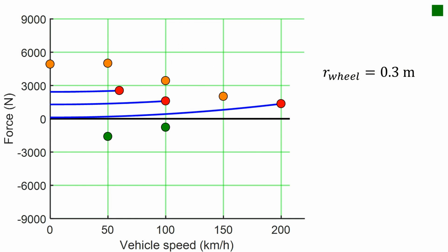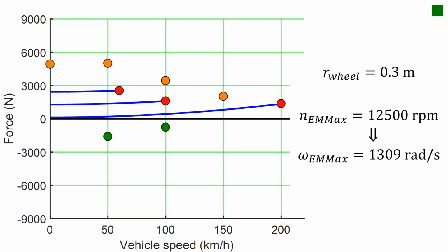Assume we want the vehicle to fulfill the same performance requirements as we have analyzed earlier. They lead to these force speed requirements. The wheel radius is 0.3 meters. We also assume the electric motor type offered by the supplier has a maximum speed of 12,500 RPM, which converts to 1309 radians per second.